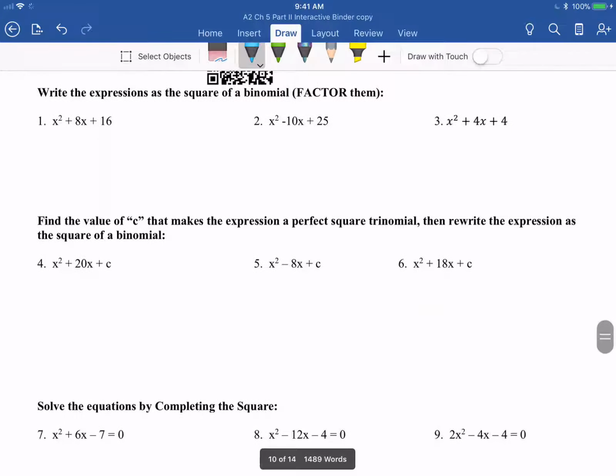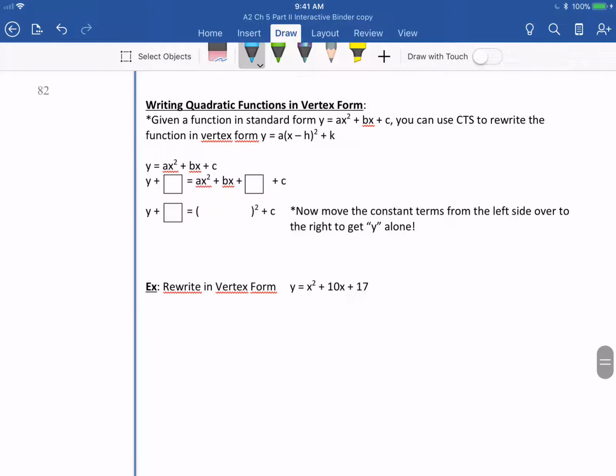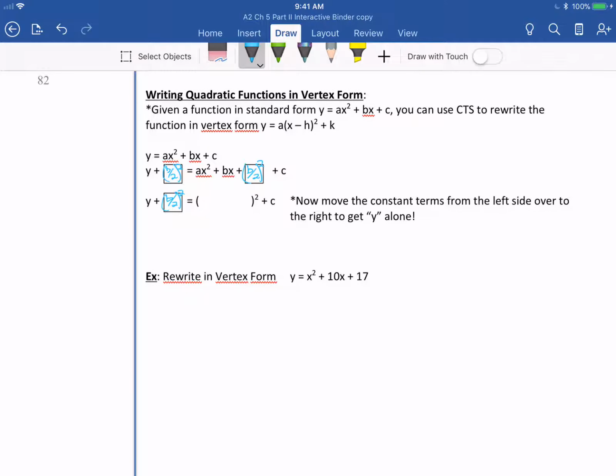All right, and the last little section is we have to rewrite these quadratics in vertex form so we're able to graph them. We've already looked at graphing in vertex form. So really all we have to do here is complete the square by adding this box on both sides. So this b over 2 squared goes into both these boxes. Now this is y plus b over 2 squared is equal to, it's actually going to be x plus b over 2, but you really don't have to remember all this, plus c. Okay, and then now you get the y all by itself.